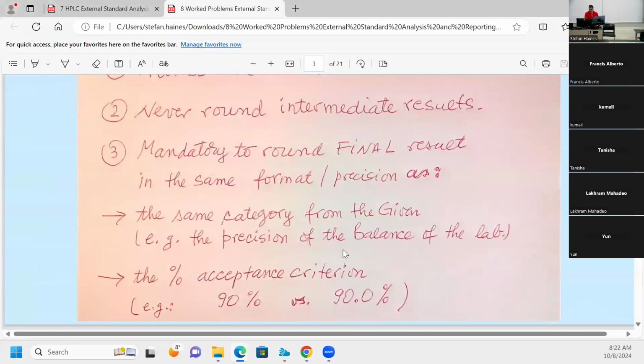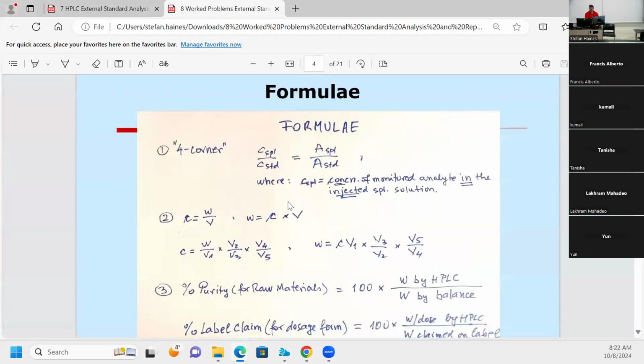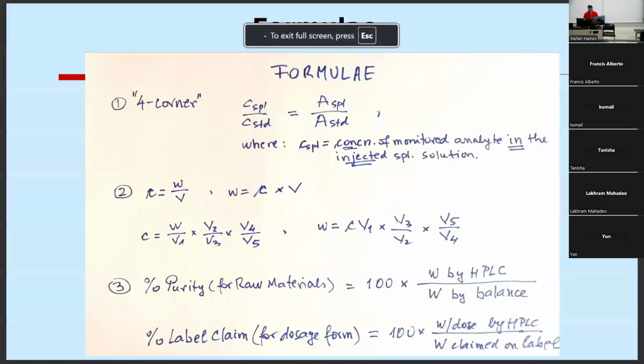Formulas we need are, here we go. So we're just going to write these all down before we do anything. Formulas we need. We need the four corner.